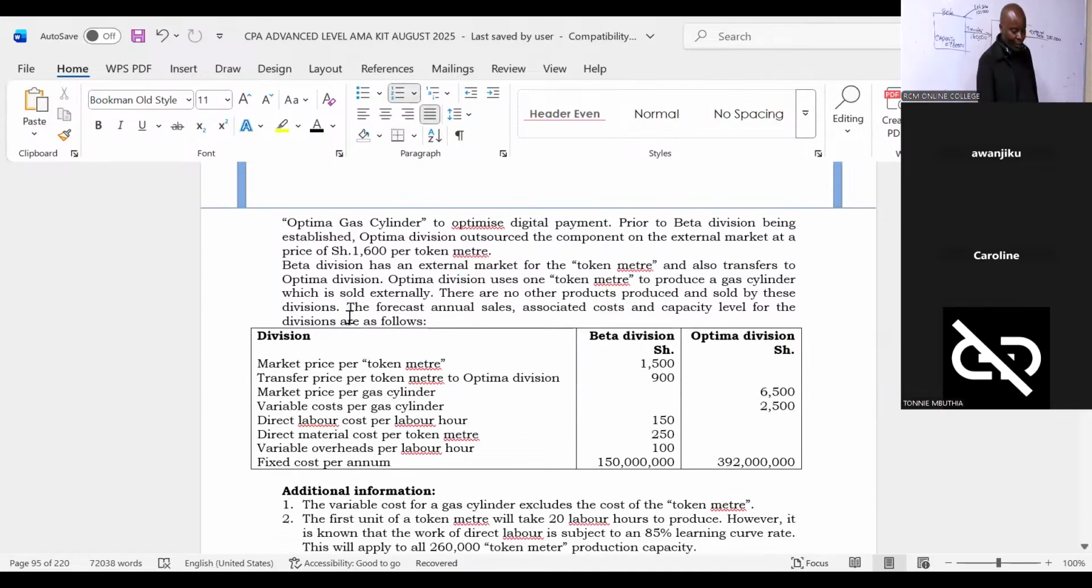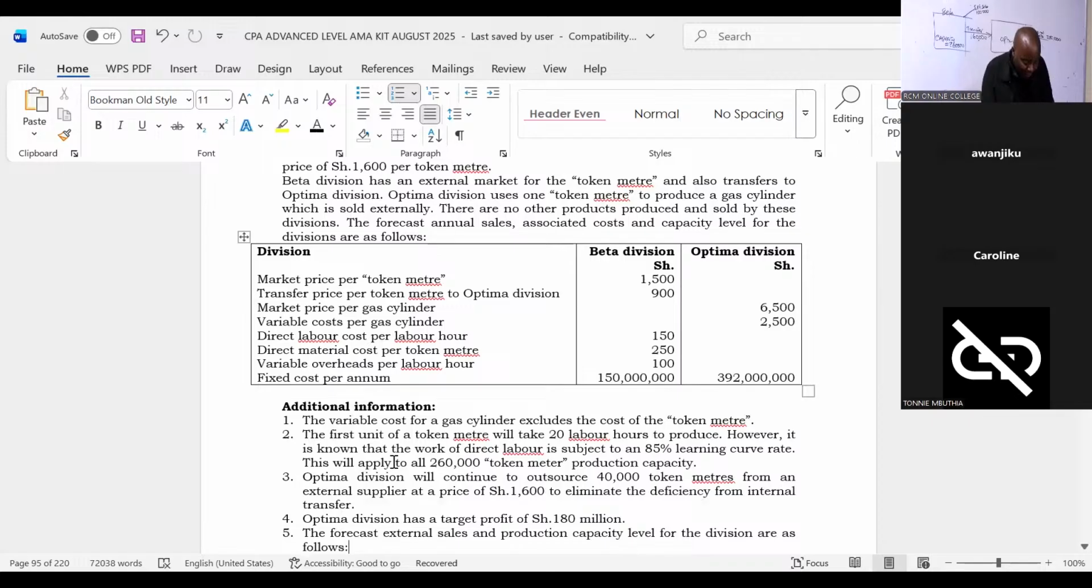So you can see here, market price per token. Beta division 1,500 external. Market price external. Transfer price, in this case here, how much? 900. Market price per gas cylinder for Optima, 65. Variable cost per gas cylinder is given there. You can see direct labor cost, direct material cost per token, variable overhead per labor. Fixed cost per annum is also given there. We can now read this slowly.